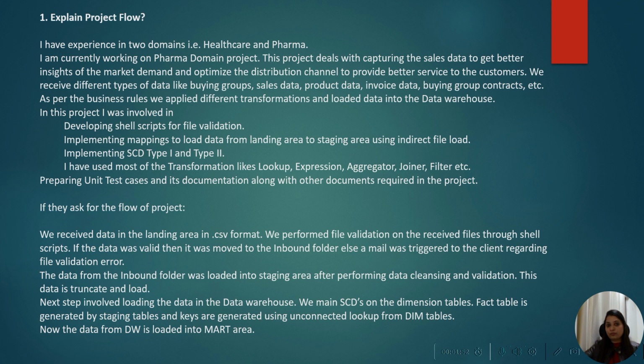If they ask you the project flow, then you can say we receive the data in the landing area in .csv format, then we perform the file validation on the received file through the shell script. If the data was valid, then it was moved to the inbound folder, else a mail was triggered to the client regarding the file validation error. The data from the inbound folder was loaded into the staging area after performing data cleansing and validation. This data is always truncate and load.